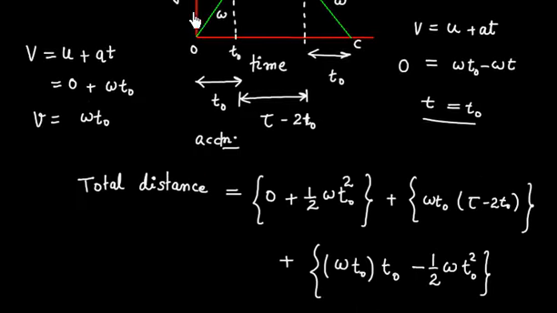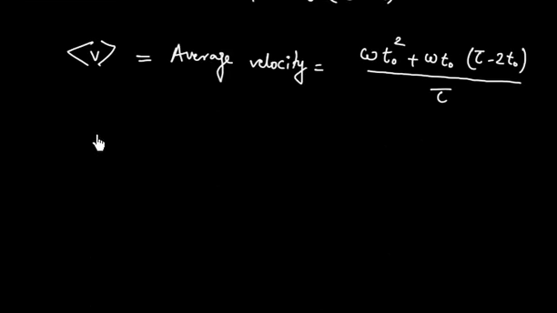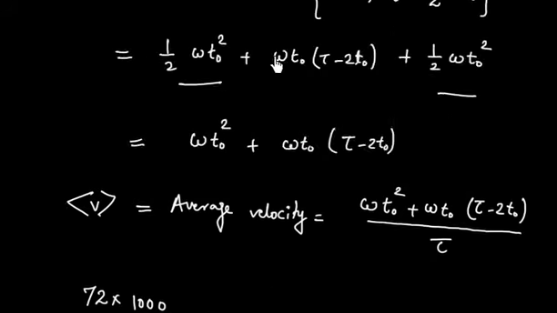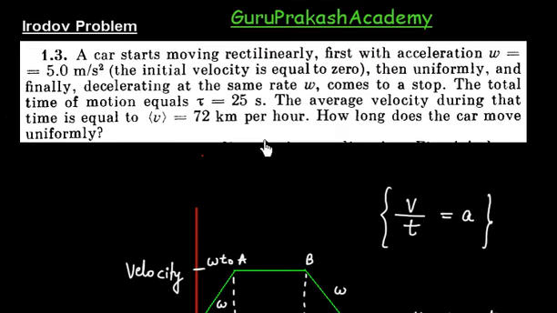Average velocity is 72 km per hour, and we can convert it into meter per second. A kilometer is 1000 meters, and an hour has 60 minutes, and each minute has 60 seconds, so we have to divide by 3600. And the acceleration omega is also given to you, that is 5, and tau is 25.